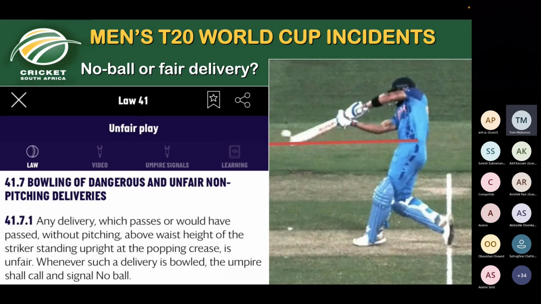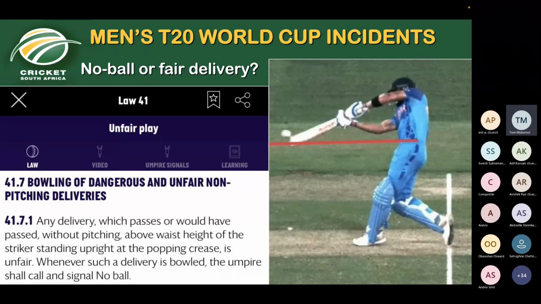And here we've got a line just above waist height of Virat Kohli, and the ball is clearly above that line. The question is, is he standing upright at the popping crease? The answer is no, he is not. So that line could potentially be a little bit higher.